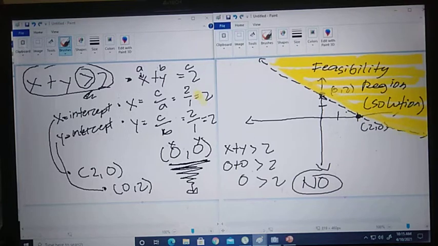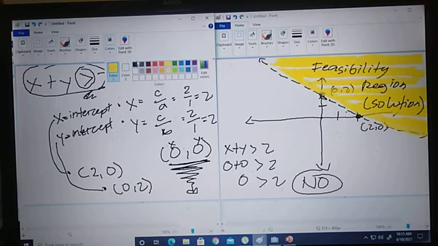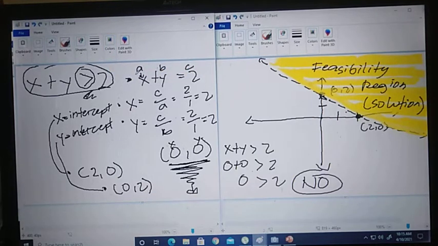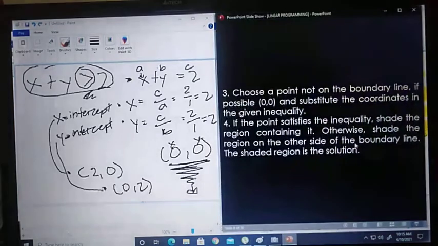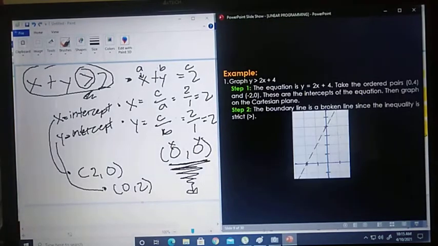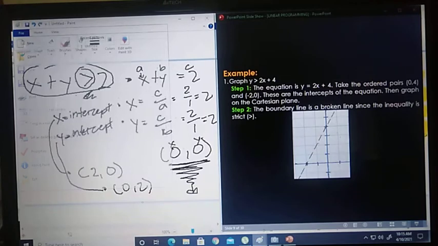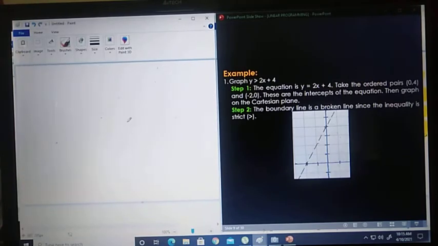So, kapag yes naman yung sagot natin dito, for example, yes to, isi-shade natin to sa baba naman. Okay? Ganun lang po kasimple ang pagsasolve. Okay? How about this one? Another example. Try natin yan.